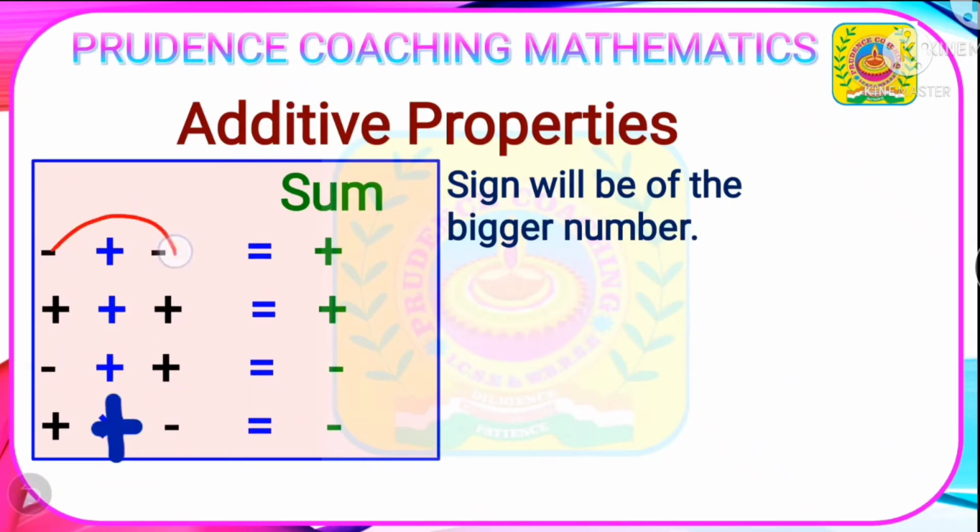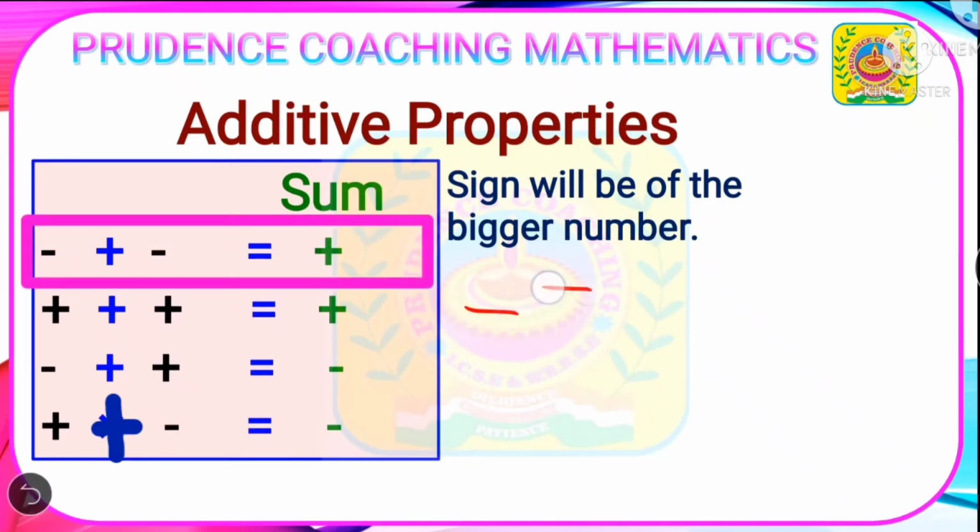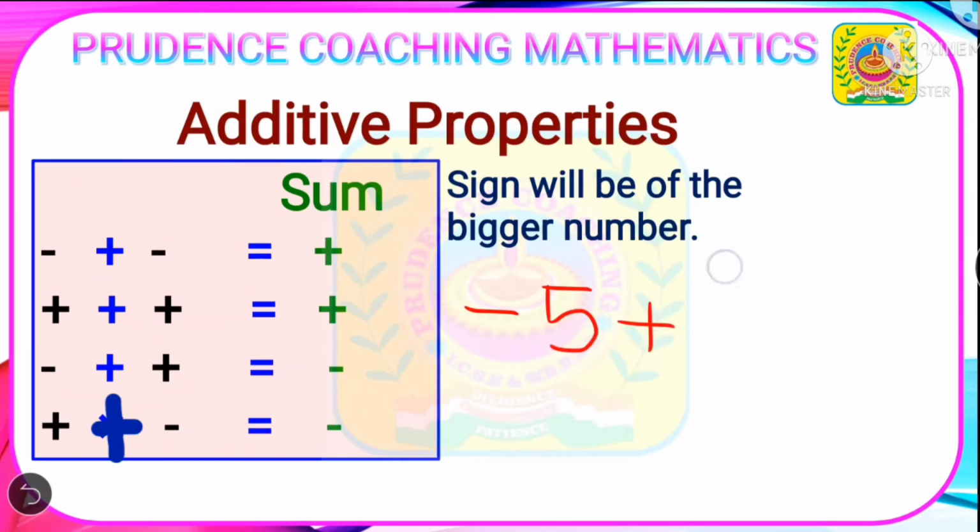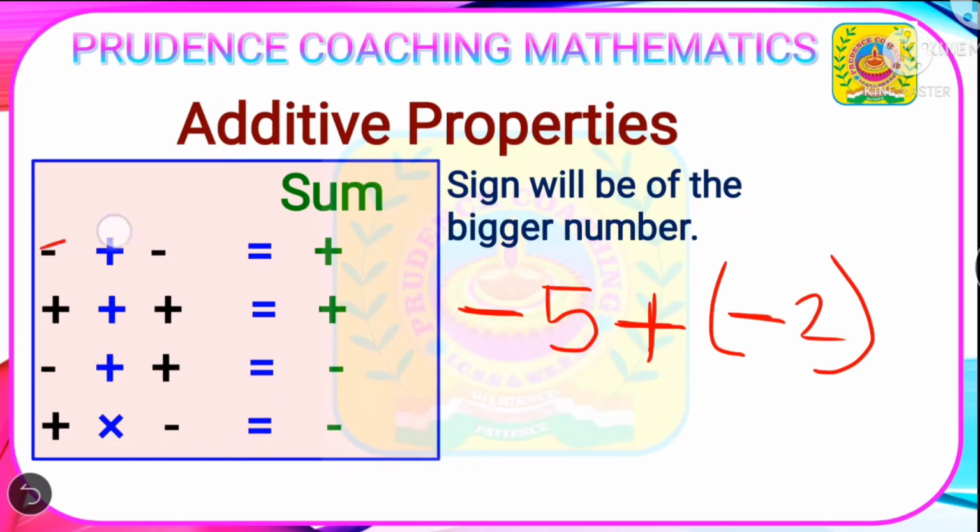So minus plus minus will give you sum will be plus. For example, if I take minus 5 plus minus 2, as you can see my dear students, here we have minus, next we have a plus, next we have minus. So this is the property which I have followed here. So the sum will be plus. That means we need to add the numbers here. So 5 and 2 will give you 7, that is 5 plus 2, 7. Now sign will be of the bigger number. So here bigger number is 5. So before 5, as we have negative, so it will be negative 7. So our answer is minus 7.